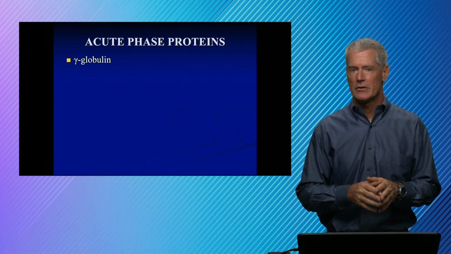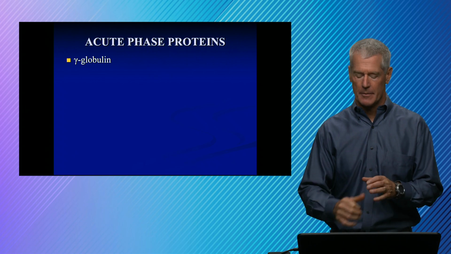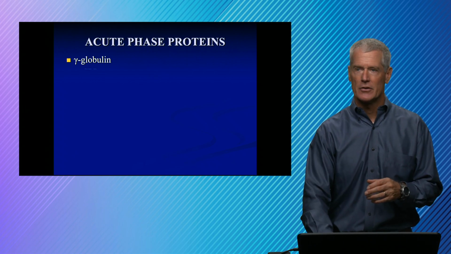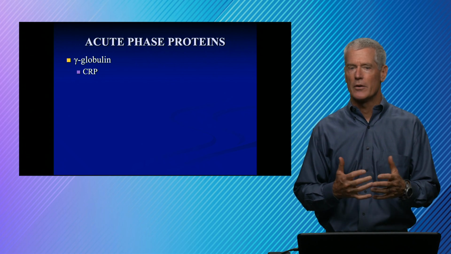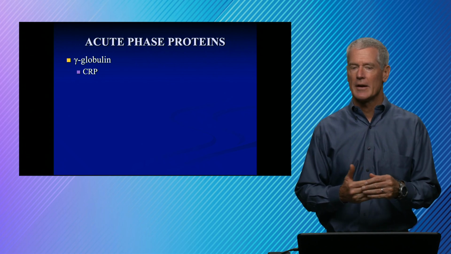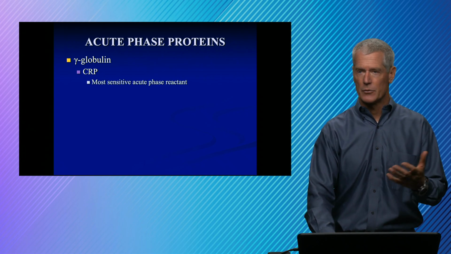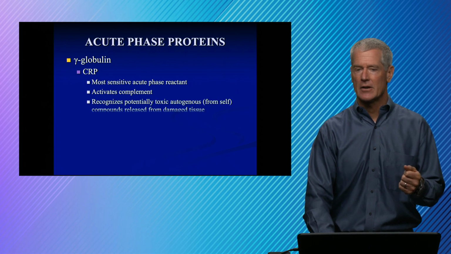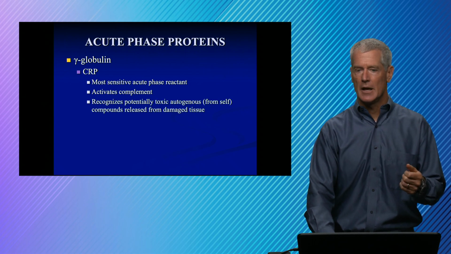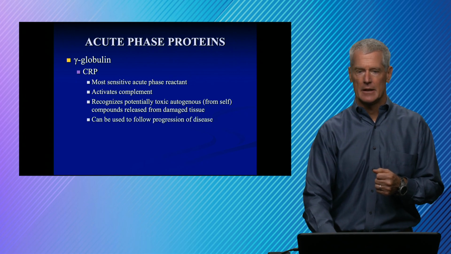In the gamma region, so that's the last region of the SPEP that we're going to spend a little bit of time talking about, primarily consists of immunoglobulins. CRP does come out there, but on a serum protein electrophoresis, you don't have sufficient sensitivity to pick up CRP. As we said, it is our most sensitive acute phase reactant. It activates complement and starts the immune complex cascade.